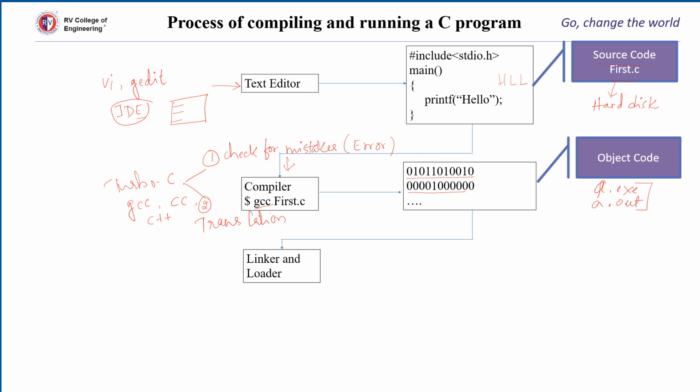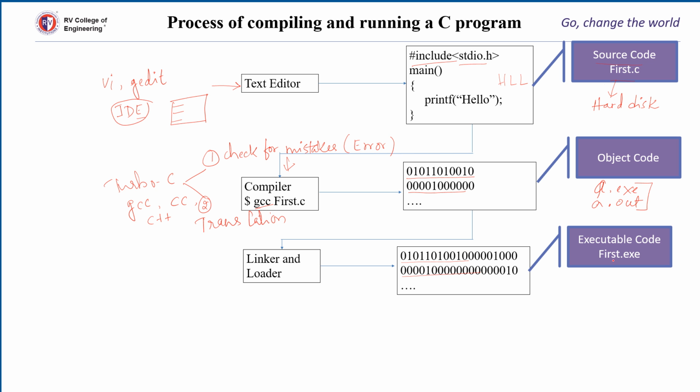Now after this, we have something called linker and loader. In this program, we have something like this, right? #include stdio.h. Now this object code must be linked with this linker and loader, right? This object code must be linked with these header files. So we have something like this. The output of this object code, when it is passed through linker and loader, will get one more file, and this file is called executable code.